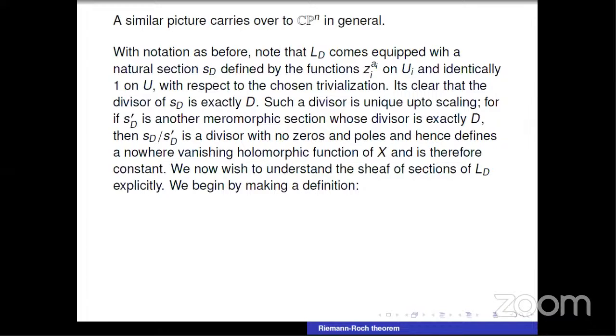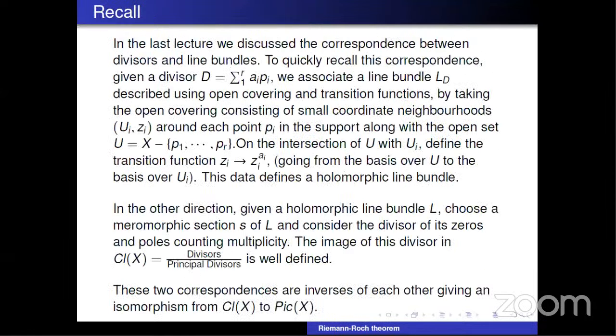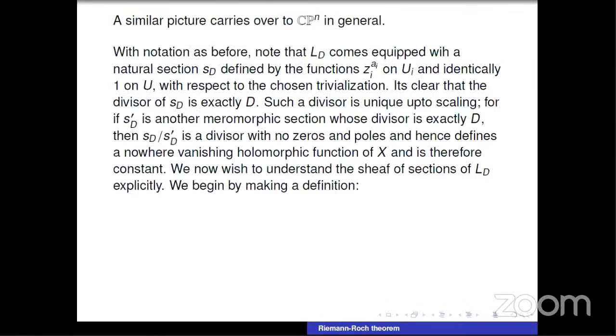Now, with notation as before, remember that for a divisor D, we call the associated line bundle L suffix D. This was a notation from last lecture: given a divisor, we associate a line bundle LD. Notice that LD comes equipped with a natural section S suffix D defined by the transition functions Zi to the power AI on UI and identically 1 on U, with respect to the chosen trivialization. I mentioned in the last lecture that every holomorphic line bundle always admits a meromorphic section, whether or not it admits a holomorphic section. Now, if you have a divisor D and you take a line bundle LD, it comes equipped with a very natural meromorphic section.